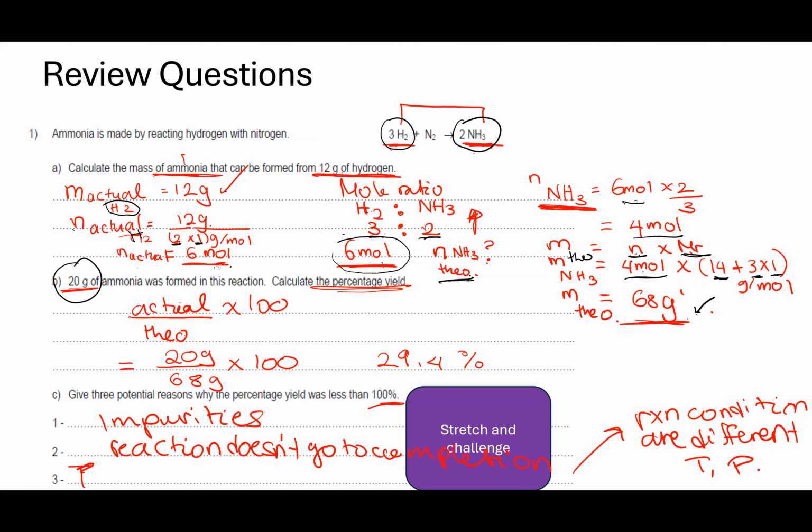Potential reasons why percentage yield is less than 100: you could have impurities. You can have a reaction that doesn't go to completion because it's a reversible reaction. The reaction could also have different conditions, such as temperature, pressure, or catalyst, that might ruin the reaction.